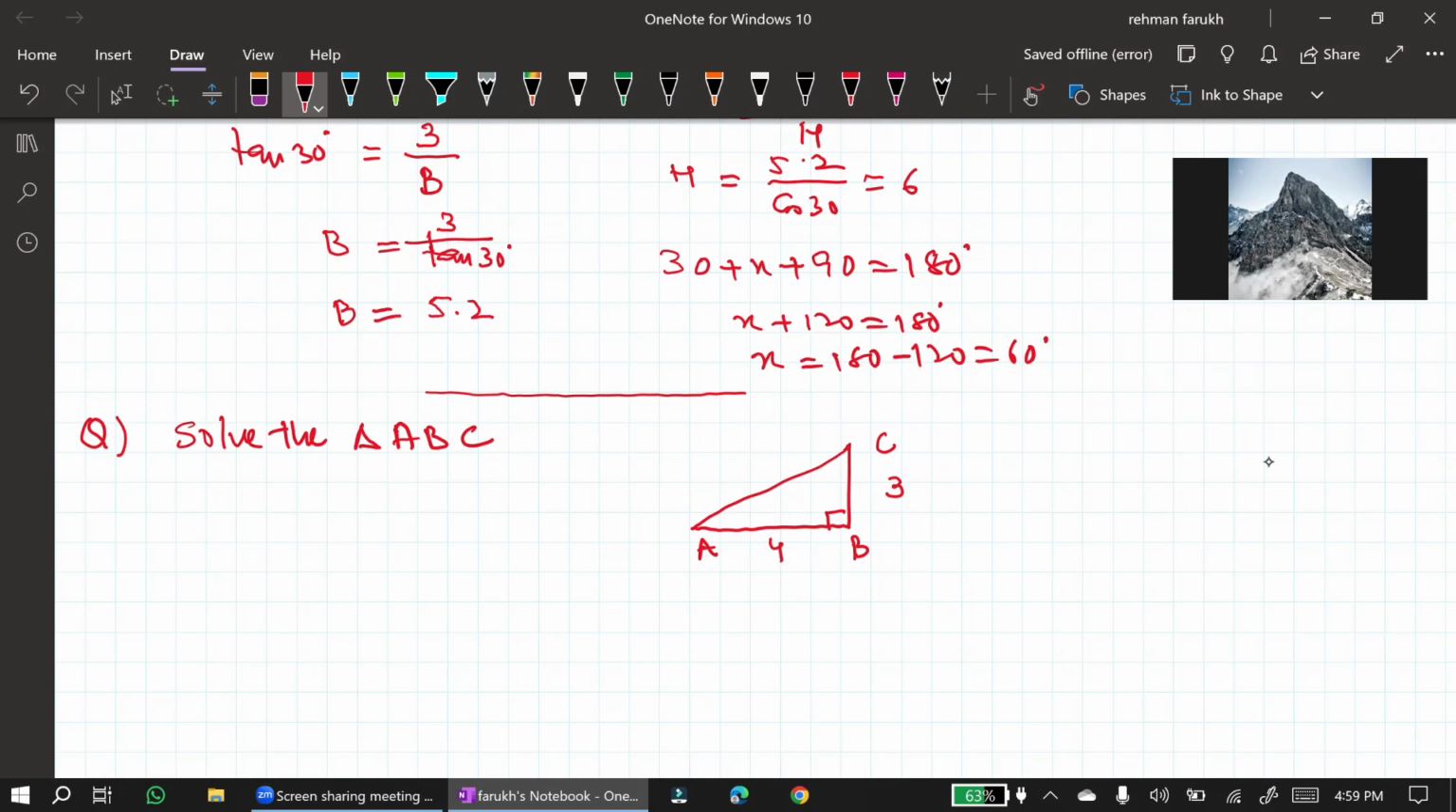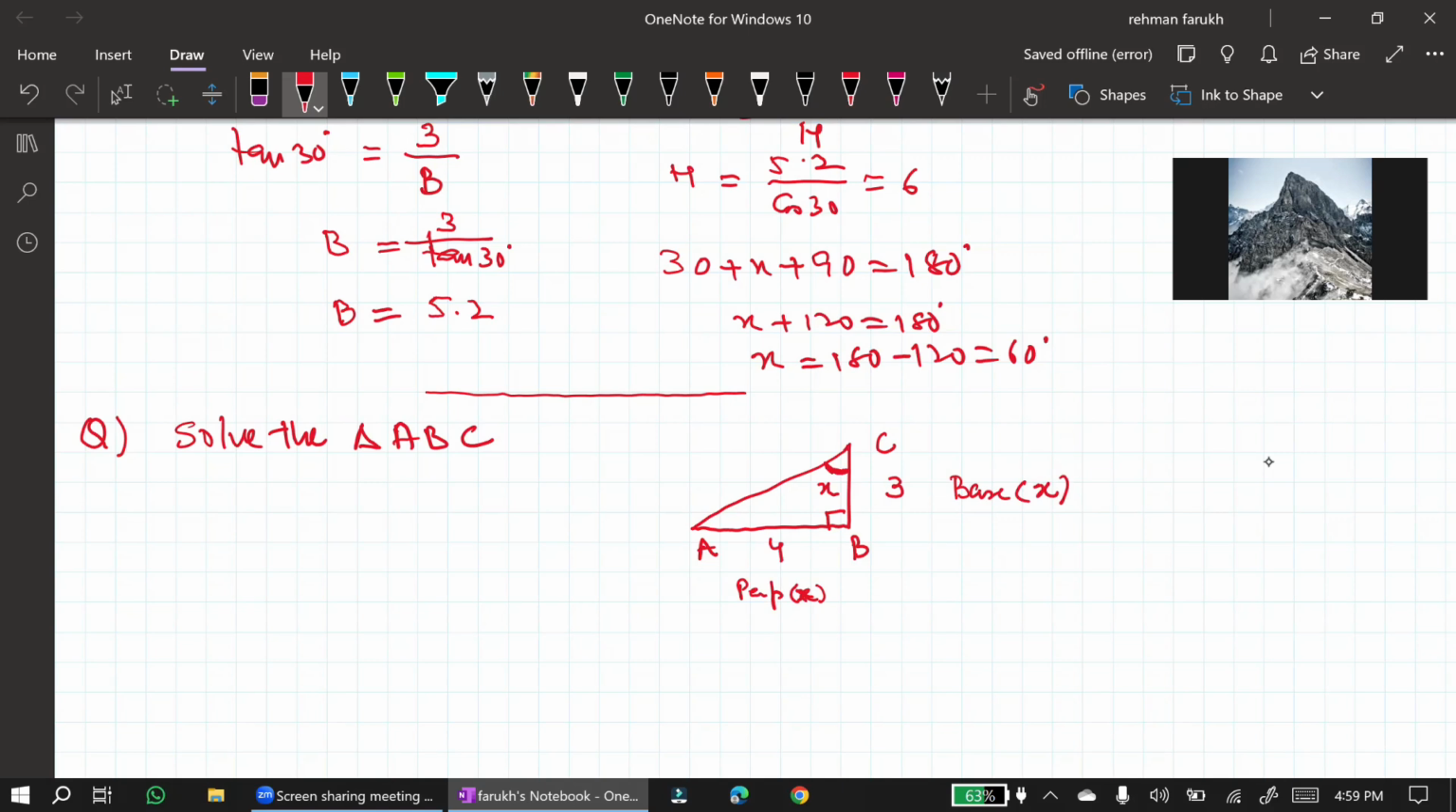Now, consider one angle, any angle other than 90. I will consider this angle C. According to C, the side opposite to C is the perpendicular, sorry, the perpendicular. So 4 is the perpendicular according to C. Name this angle as X. According to angle X, the side adjacent is the base of X. Now, base and perpendicular are given.